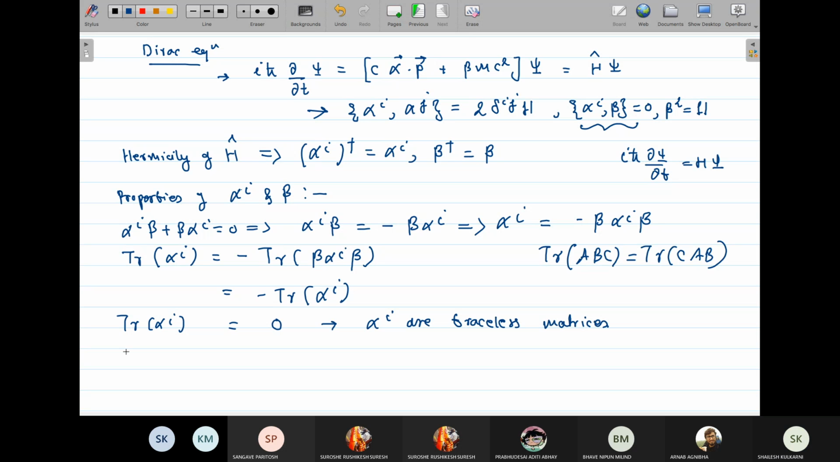Okay. Clear? Similarly, if I multiply this relation from the right by alpha I, what am I going to get? Alpha I beta alpha I equal to minus beta alpha I square. No summation over I. If I is 1 here, then I will multiply by alpha 1. If I is 2, then I will multiply by alpha 2, and so on. Okay, so this is equal to what?